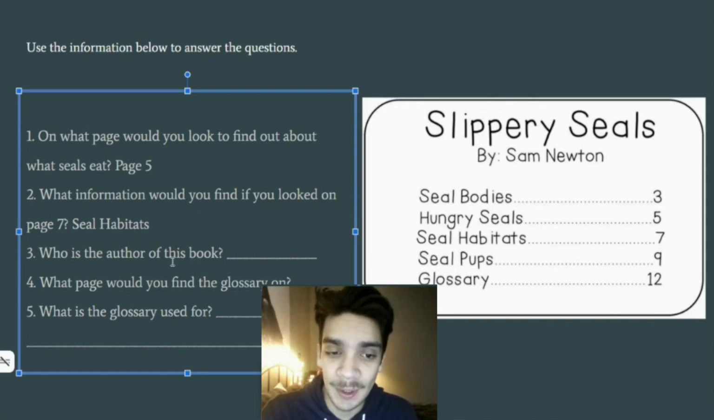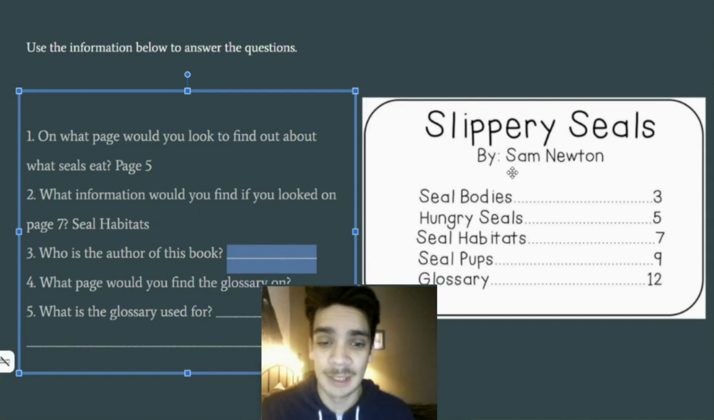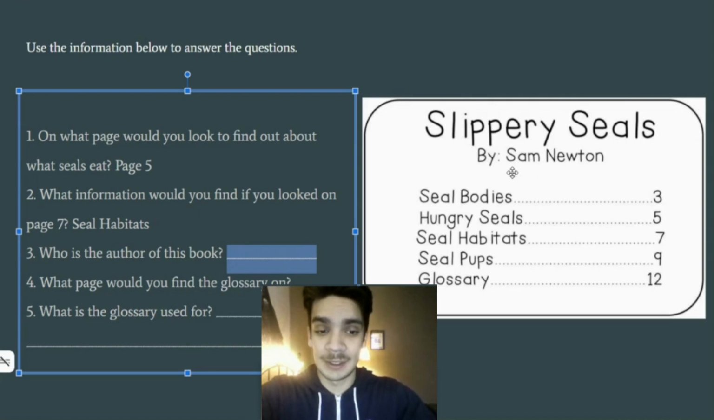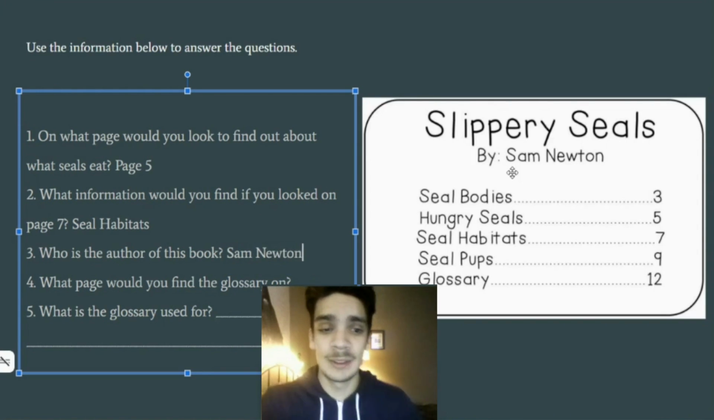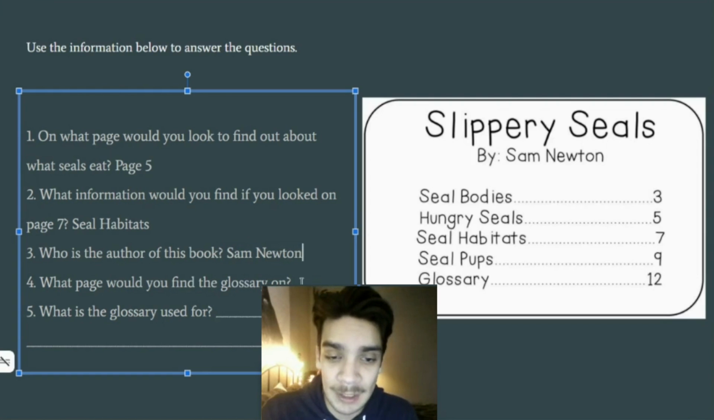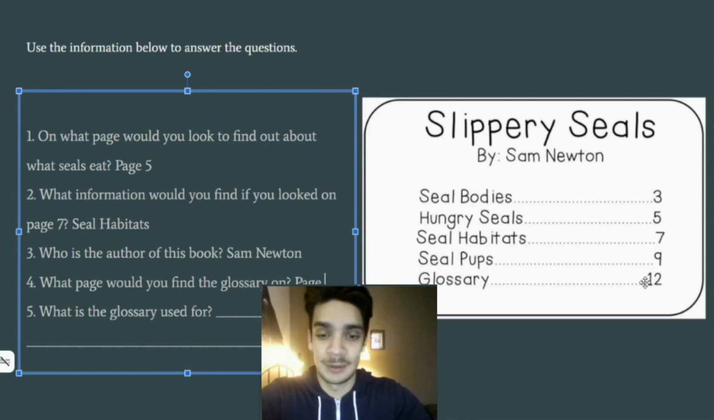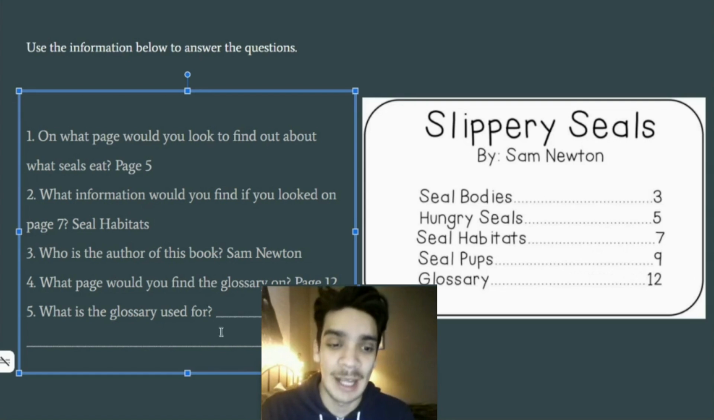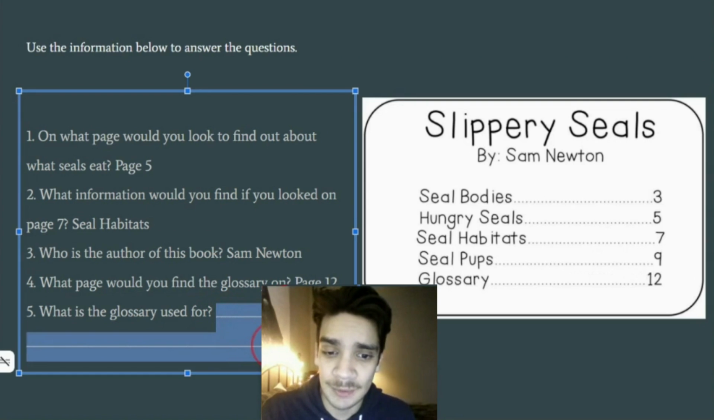Who is the author of this book? Again, that's going to be found at the top, or sometimes not on the table of contents, sometimes just on the front cover. But we can see from here, this book is called Slippery Seals by Sam Newton. What page would we find the glossary on? Glossary, page 12. And what is the glossary used for?